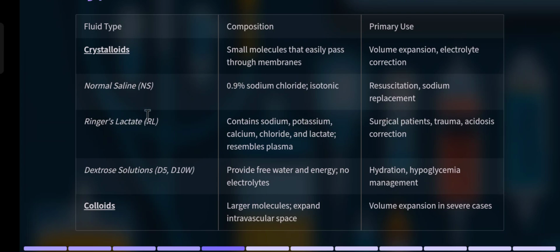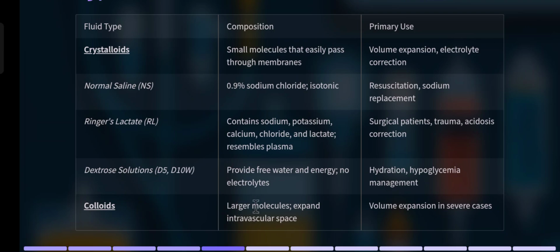Ringer's Lactate, RL, a solution resembling plasma, containing sodium, potassium, calcium, chloride, and lactate, often used for surgical patients, trauma cases, and correcting metabolic acidosis. Dextrose solutions, example D5W, D10W solutions providing free water and energy, primarily used for hydration and managing hypoglycemia, but they do not contain electrolytes. Colloids.